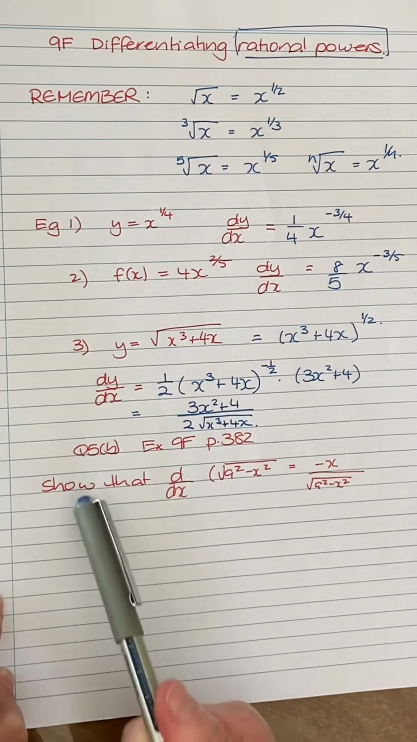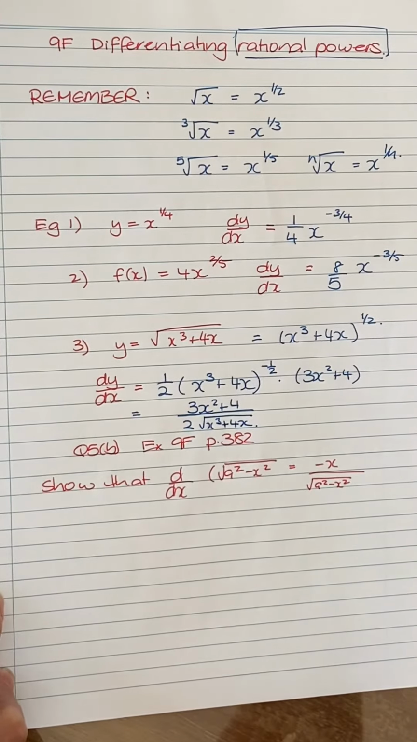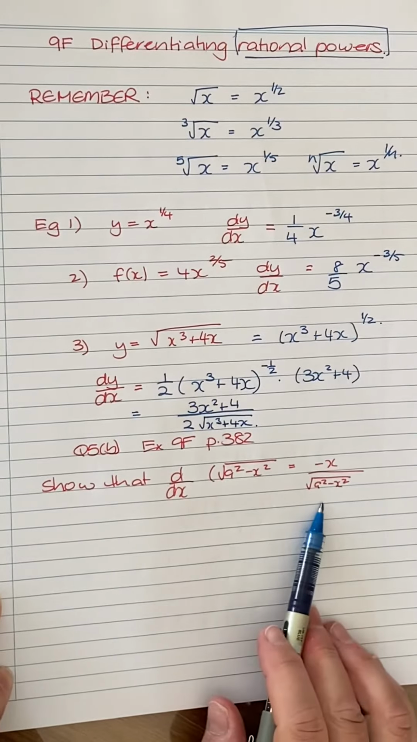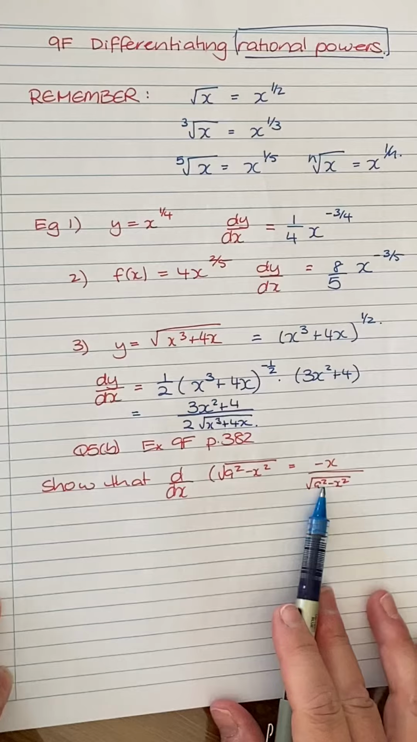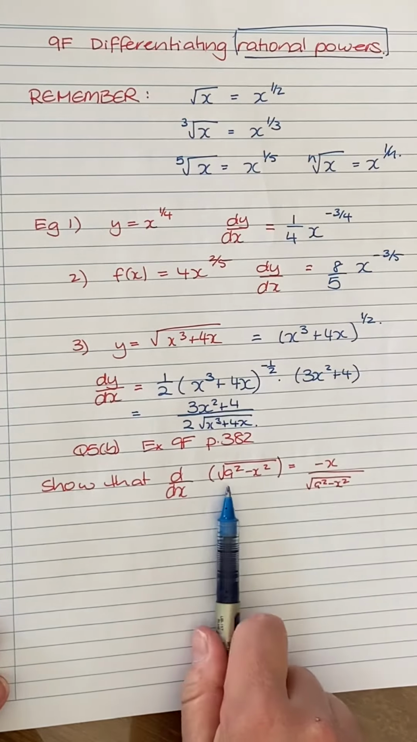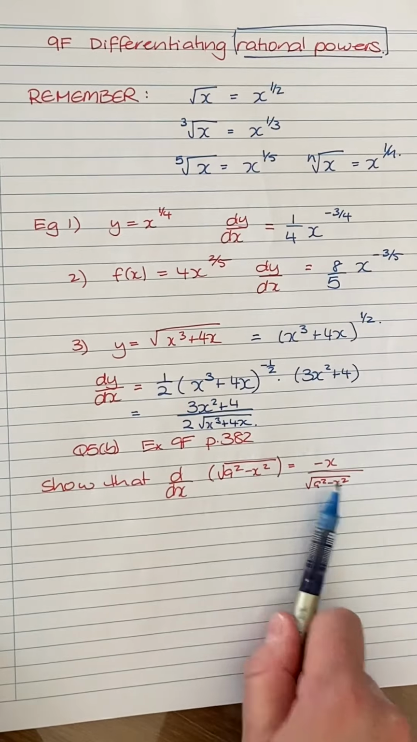So let's have a look at one from the book. So exercise 9F on page 382, it's a show that question. All that means is we've got the answer. So instead of looking up the back of the book, we'll just make sure we get this. So I've forgot my little bracket here. So the derivative of this, we need to work it out, see if we get that.